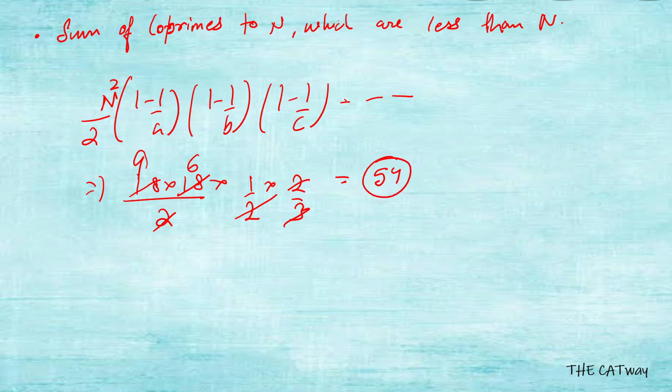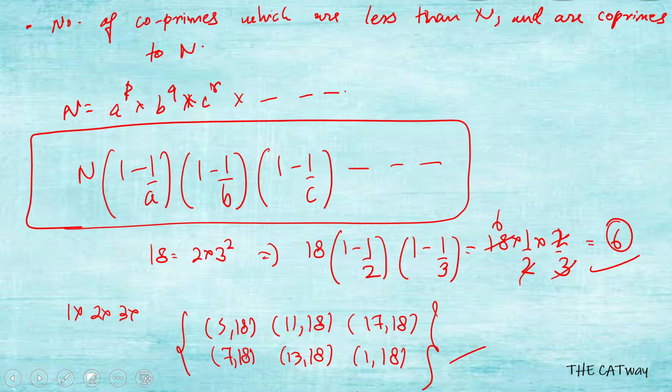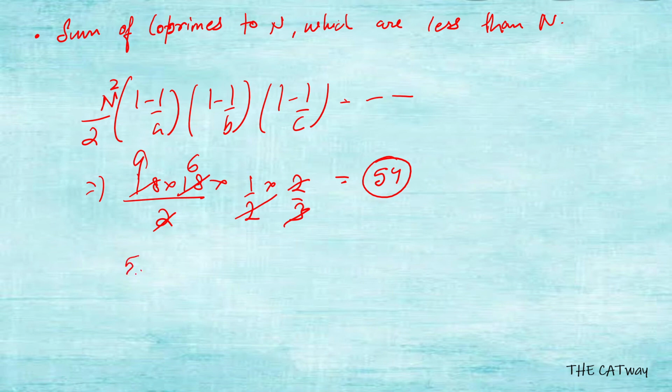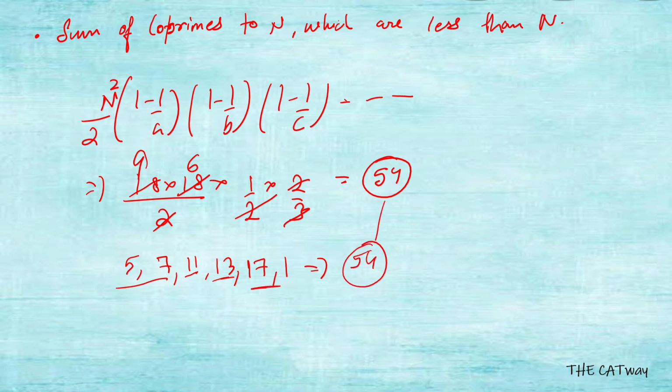Let's calculate the coprimes which we had. 5, 7, 11, 13, 17 and 1. So let's add them. 5 and 7 is 12, 12 and 11 is 23, 23 and 13 is 36, and 36 plus 18 is 54. Verified, equal. So that means our formula stands true.